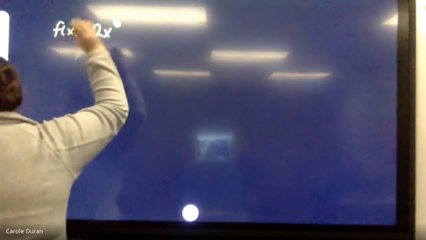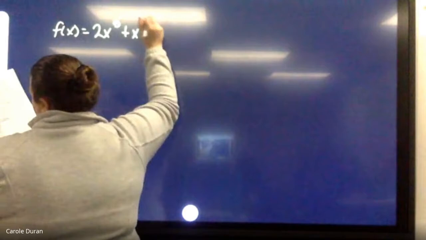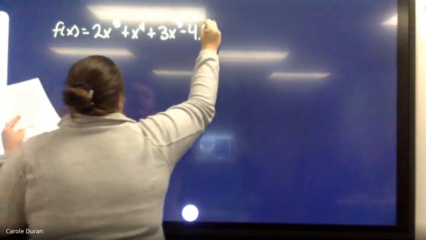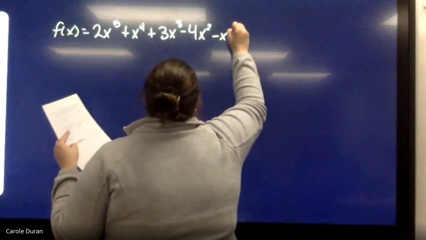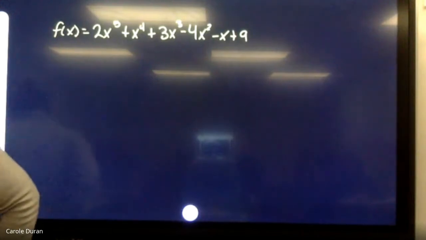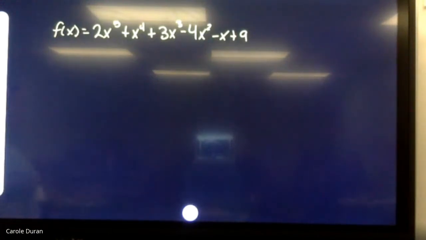So our next one is going to be the polynomial f of x equals 2x to the 5th plus x to the 4th plus 3x cubed minus 4x squared minus x plus 9. How many zeros will I have in total for this problem? 5.